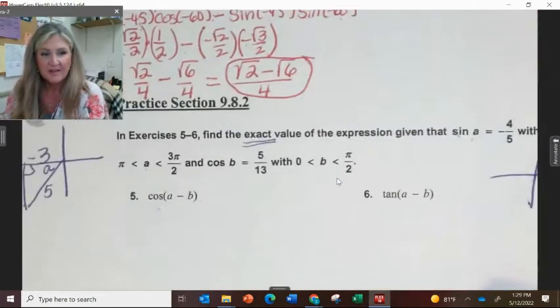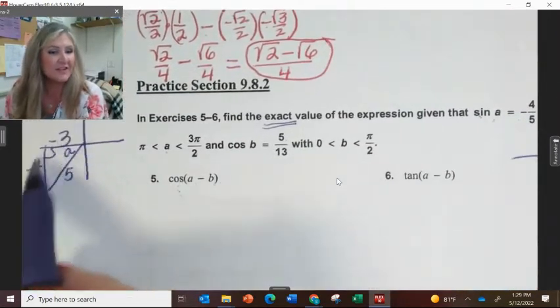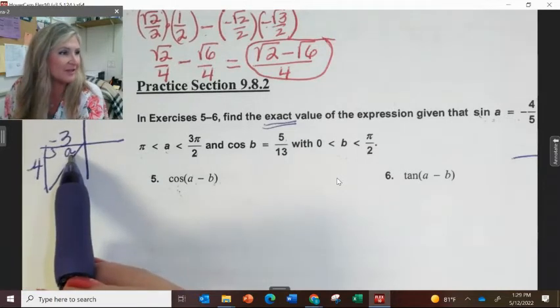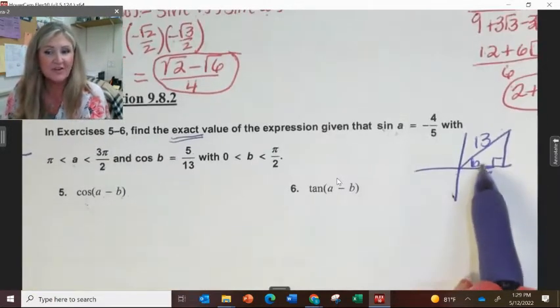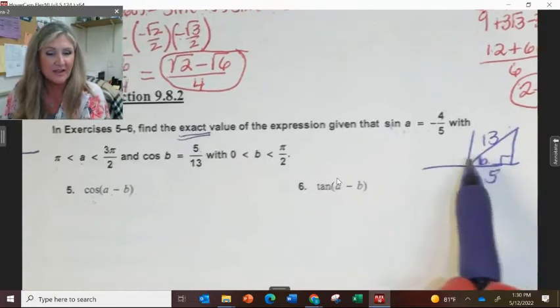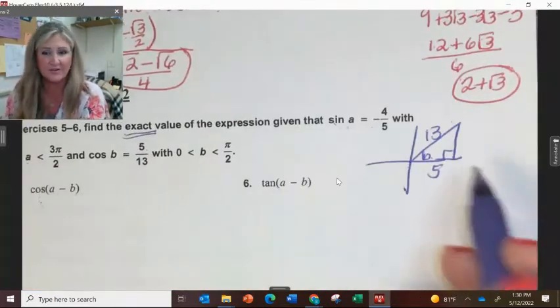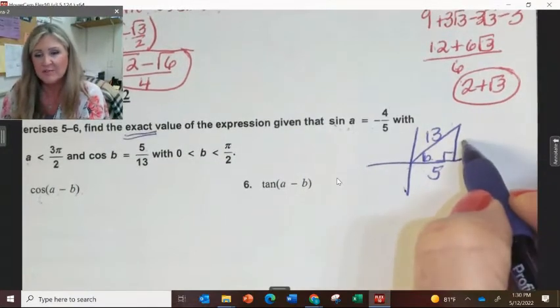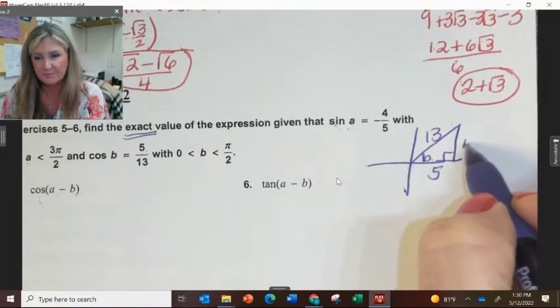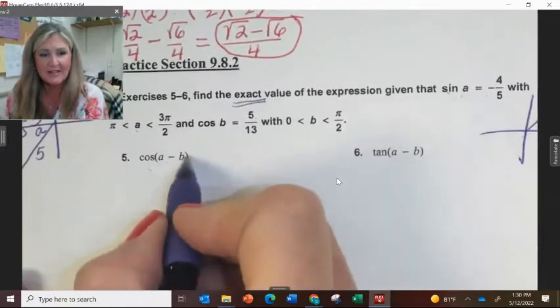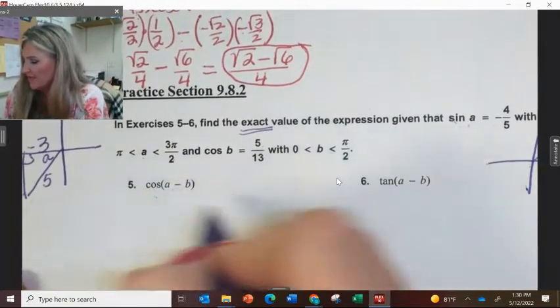All right. Now, I could figure out what this angle is by using trig. And I could figure out what this angle is by using trig. And then I could subtract the angles, take the cosine. But like I said, that's the harder way to do the problem. What is this missing side here? All right, so now I'm going to write down my formula for cosine of A minus B.